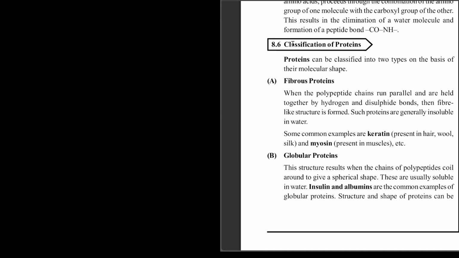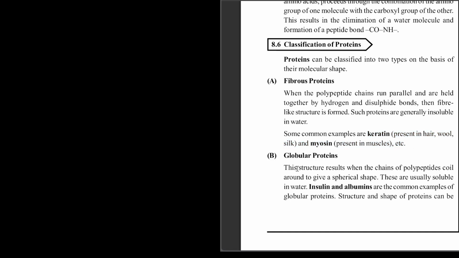Now classification of proteins. Proteins can be classified into two types on the basis of their shape. Fibrous proteins: when polypeptide chains run parallel and are held together by hydrogen and disulfide bonds, then a fiber-like structure is formed. Such proteins are generally insoluble in water. Some common examples are keratin present in hair, wool and silk, and myosin present in muscles.